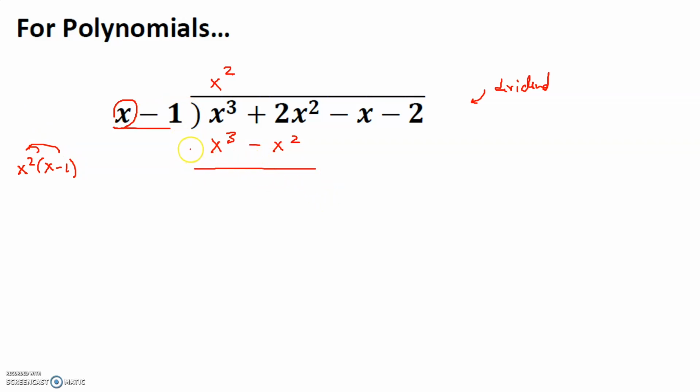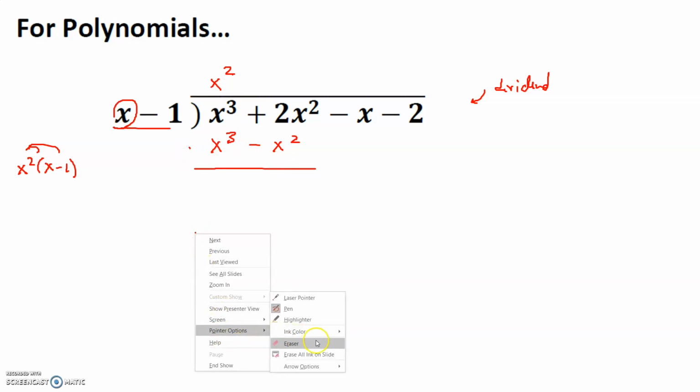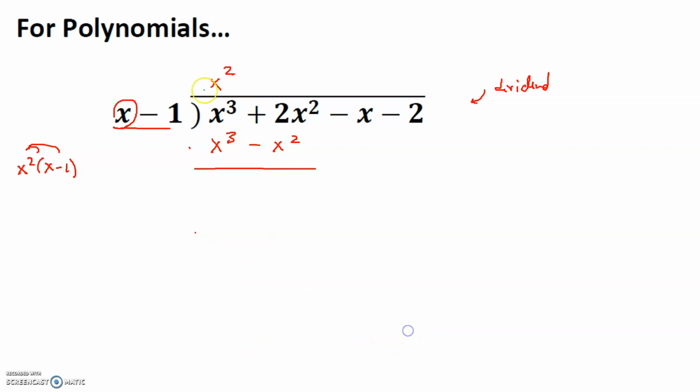But when we subtract, you have to distribute that negative sign through to both terms. So this cancels out and becomes 0, which is what we want. We want it to go away. And then over here we have 3x squared. We bring down our next term and we repeat that process.